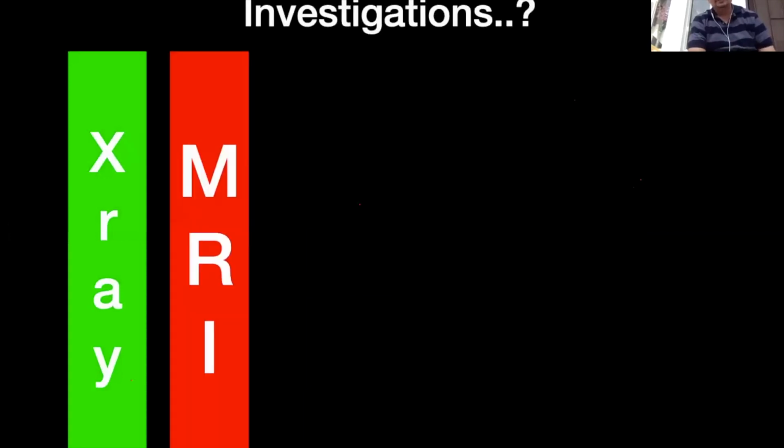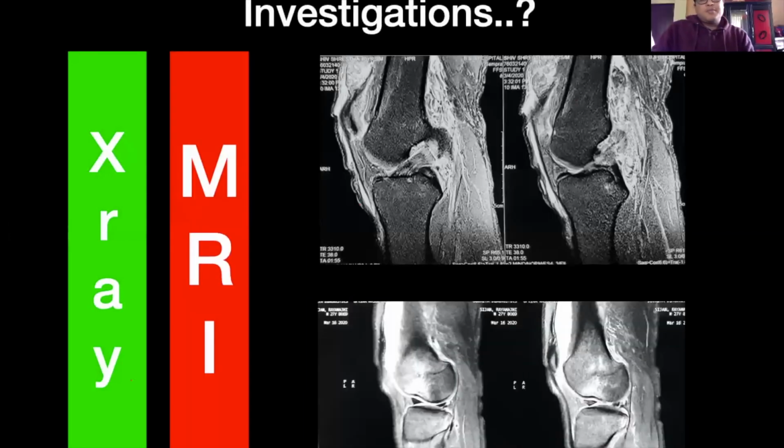So my next question is to Sudip sir. What are the investigations that you want to do in case of ACL injury, sir? Definitely, after X-ray has been done, X-ray is a must for the initial injury. After that, if I am clinically suspecting an ACL injury, definitely my next investigation is going to be MRI.